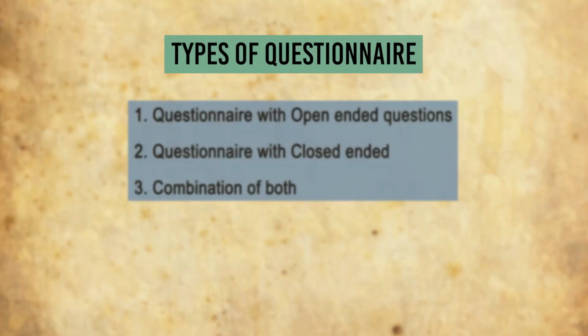The first type is the questionnaire with open-ended questions. Open-ended questions, as the name implies, means the questionnaire consists of questions which have no options. So basically, it is left to the respondent to come up with the answers as he or she wants to respond to certain questions. The second type is the questionnaire with closed-ended questions.